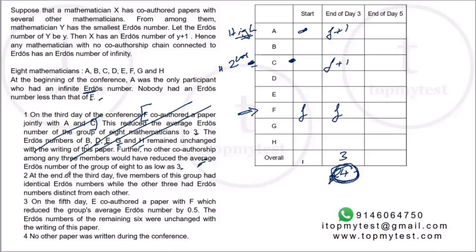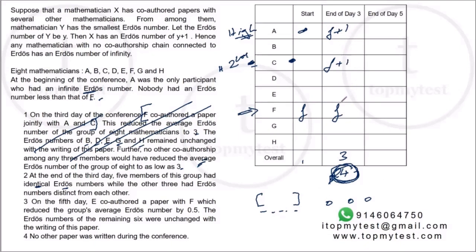Okay. The second statement says, at the end of the third day, 5 members of this group had identical Erdős numbers, while the other 3 had Erdős numbers distinct from each other. So you had 5 people who had identical numbers, and the other 3 had different numbers.